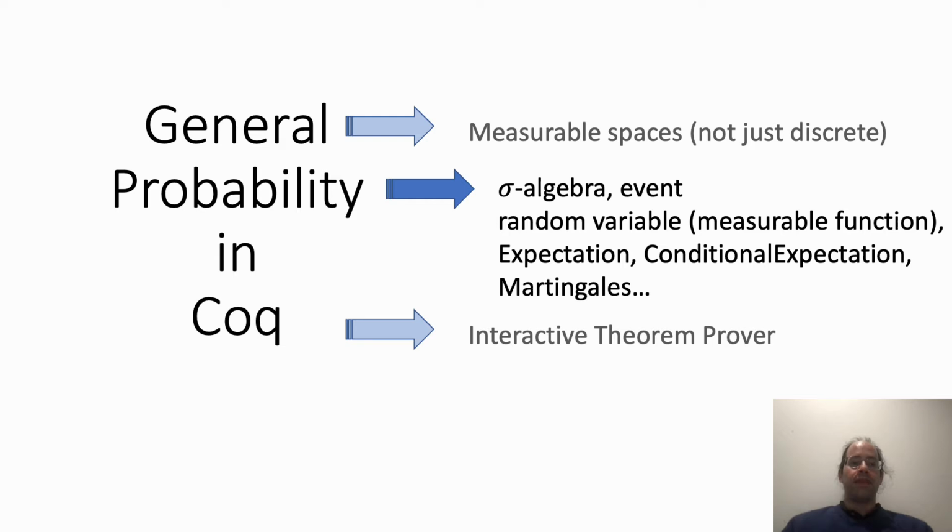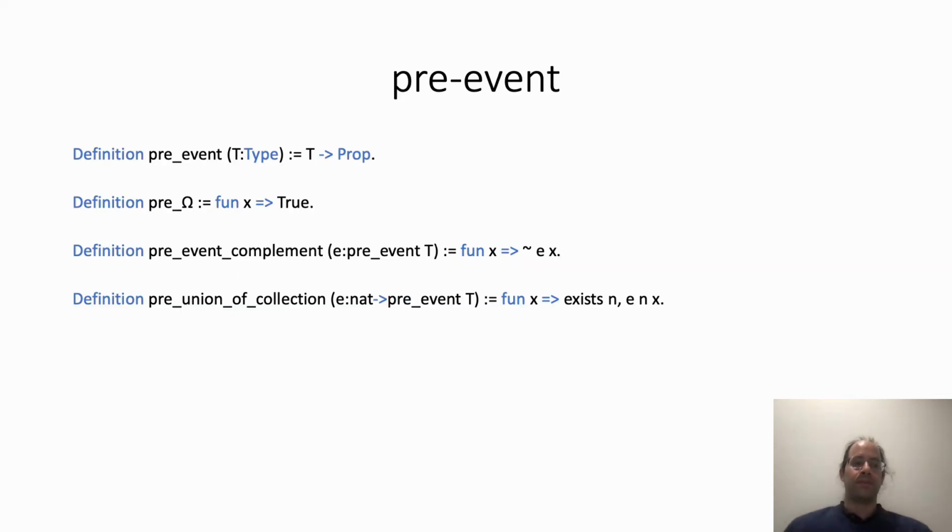In terms of probability, in this talk I'm going to give an overview of some of the probability definitions and theorems that our library supports. And I'm going to start by giving some simple things that we do and give a flavor of what they look like when encoded as Coq definitions.